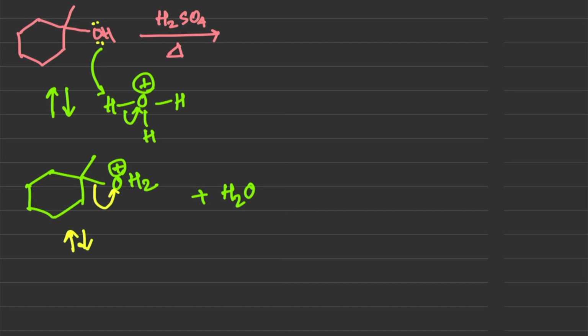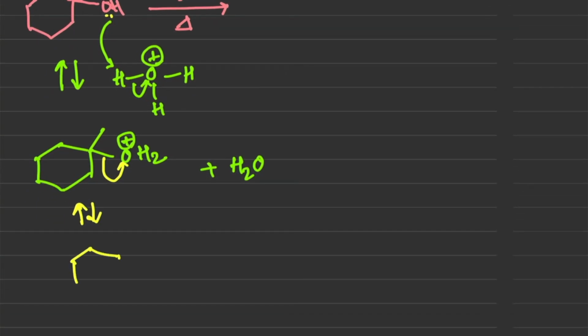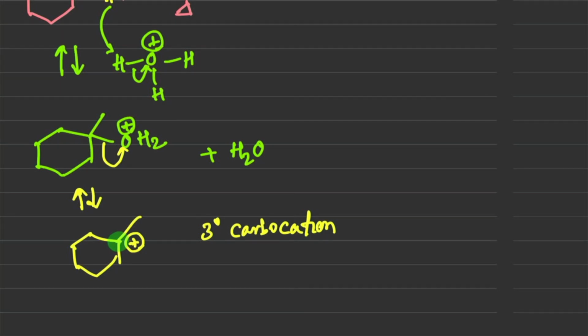So let's do that. You can neutralize it by removing the C-O bond here. The water will take away both of the electrons. So now you will have a positive charge on this carbon atom right there. This one is your tertiary carbocation, right? Tertiary carbocation is very stable, so we don't have to worry about any rearrangements or anything.